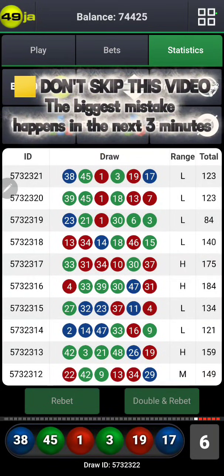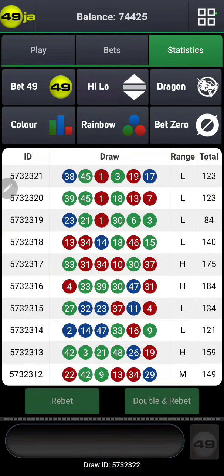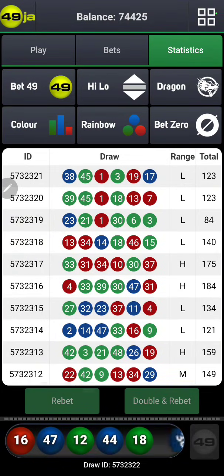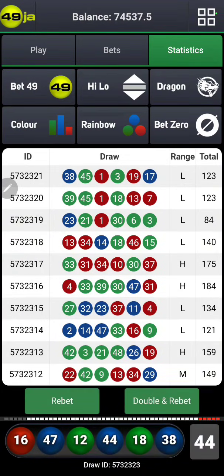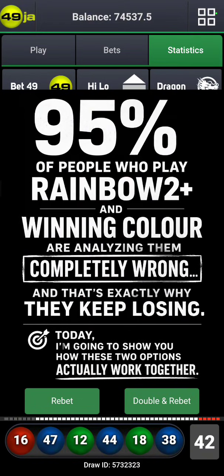Explaining the concept of the difference between analyzing for the winning color and analyzing for the Rainbow2+. Now, these two concepts could actually look to be the same thing when you are using statistics, but when you look in now, you see the simple and the core difference between them. Now, let's get on. Welcome to NKD SmartView.